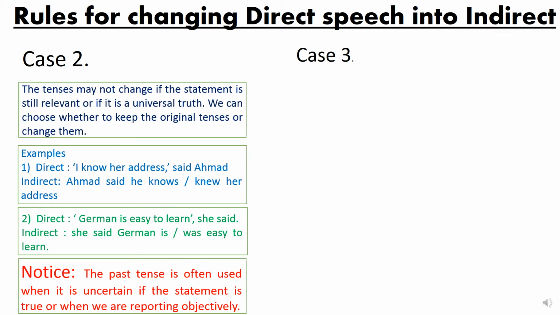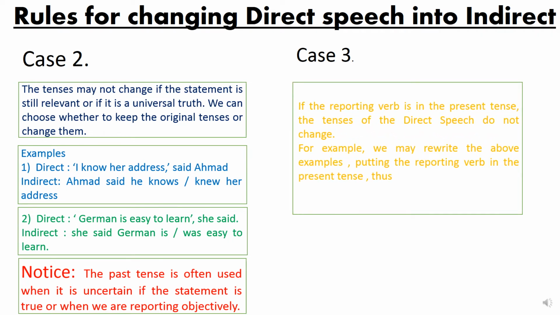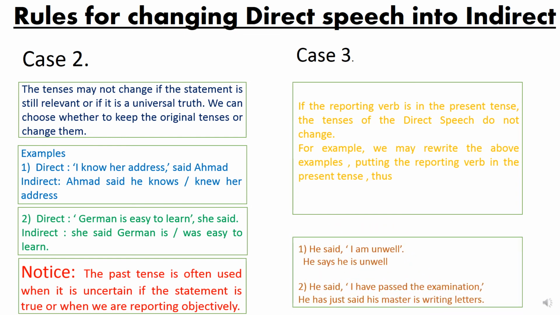reporting objectively. Case 3. If the reporting verb is in the present tense, the tenses of the direct speech do not change. For example, we may rewrite the above examples putting the reporting verb in the present tense. Thus, he says he's unwell. He just said his master is writing later.